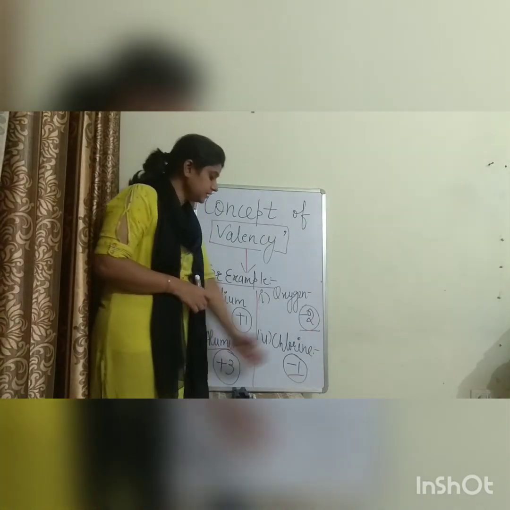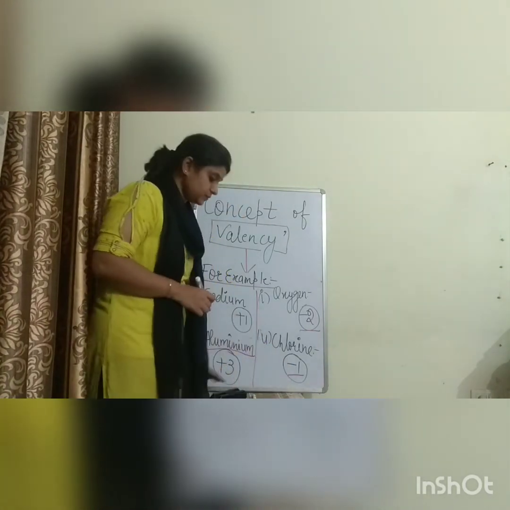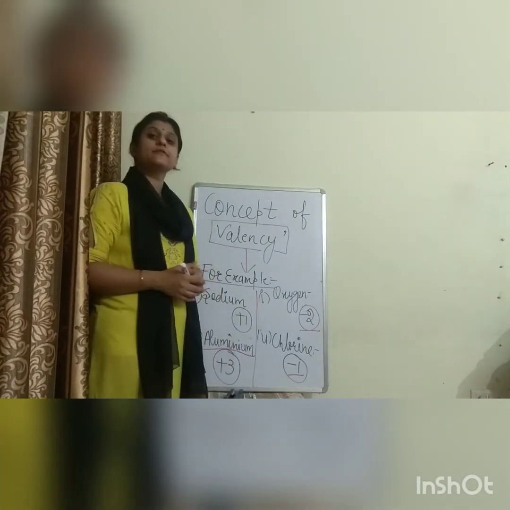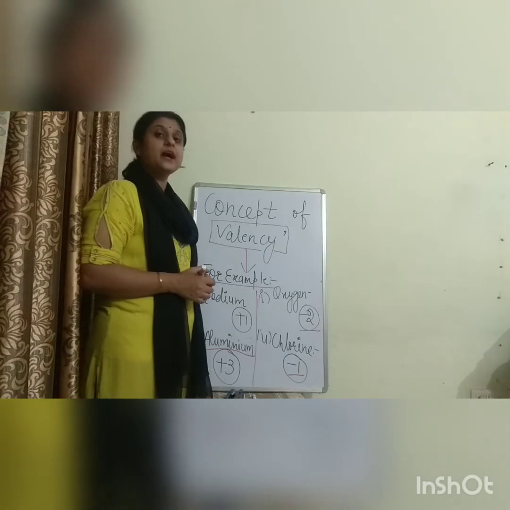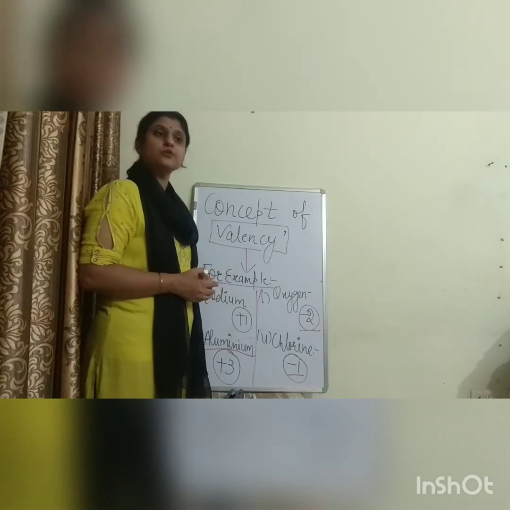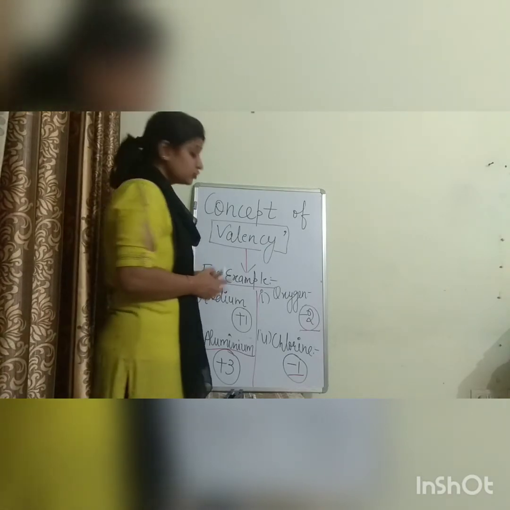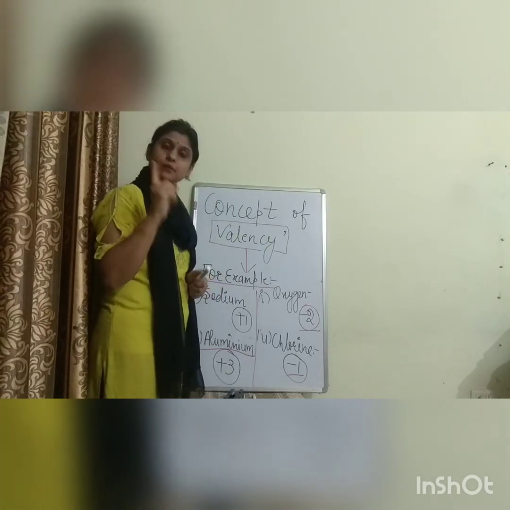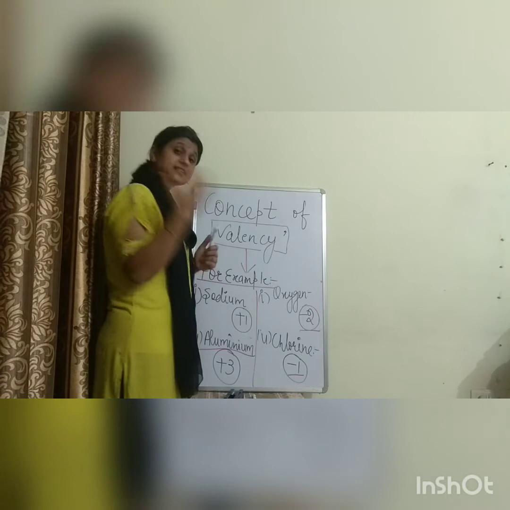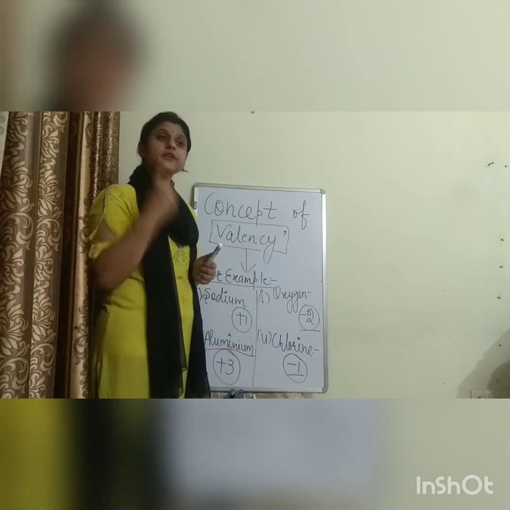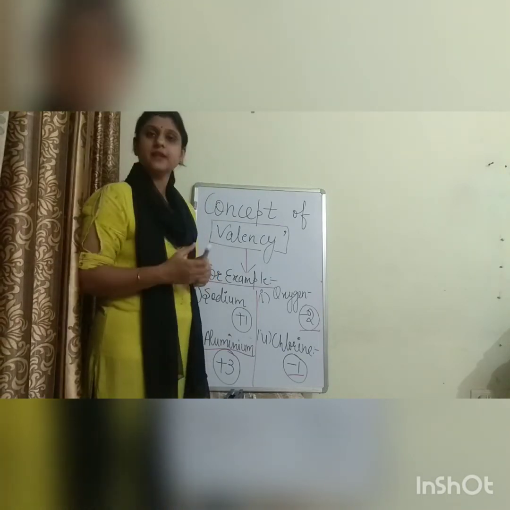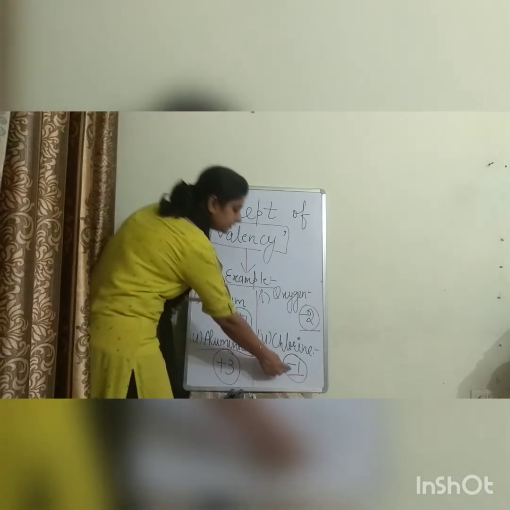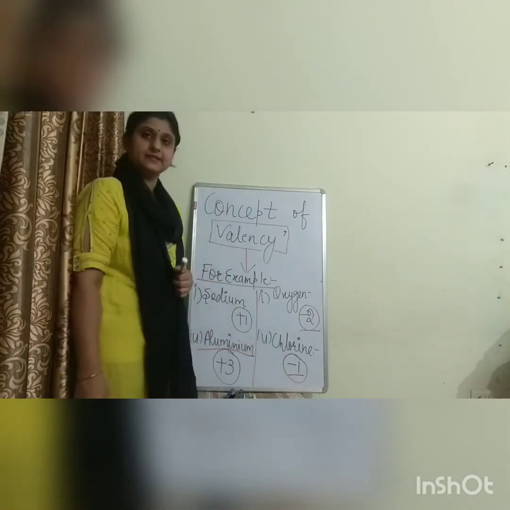In the same way, for chlorine, I have written -1 here. Why? Because as you know, the atomic number of chlorine is 17 and it has 7 electrons in its outermost shell. Okay. So in order to complete its octet, it needs how many? 1 electron. So it takes 1 electron from other atoms in order to satisfy the octet rule. Hence I have written -1 as its valency.